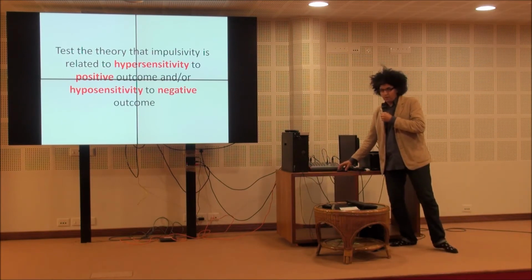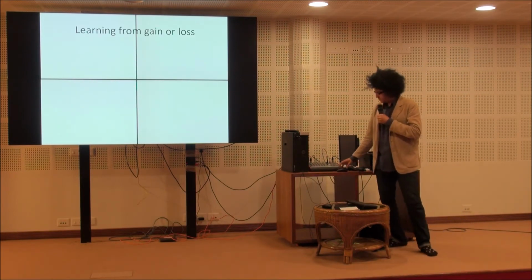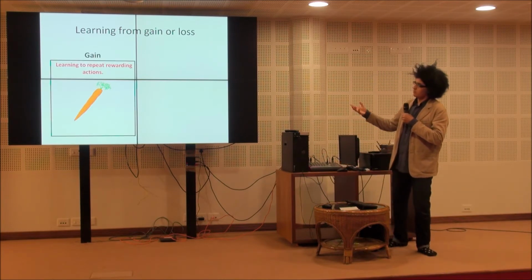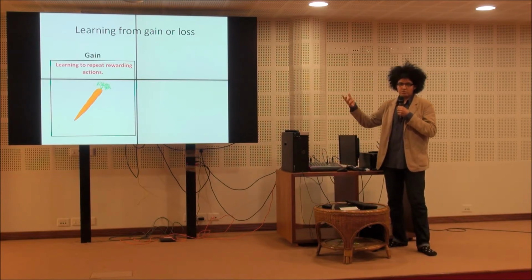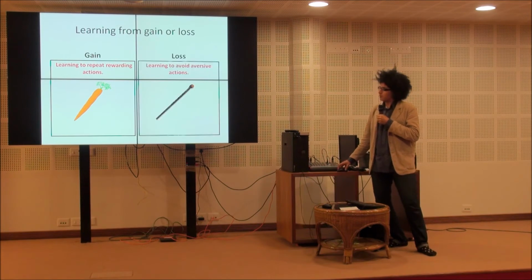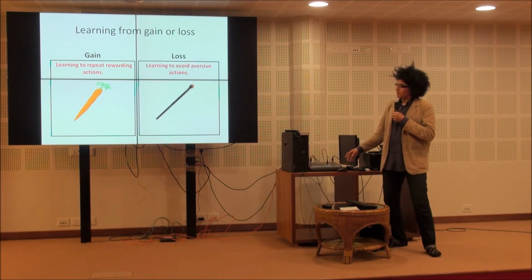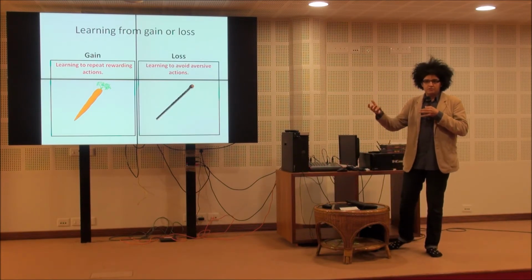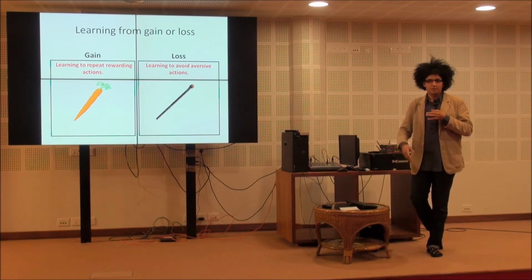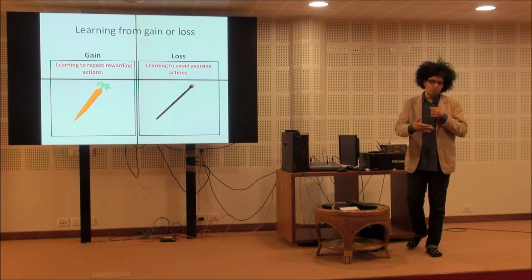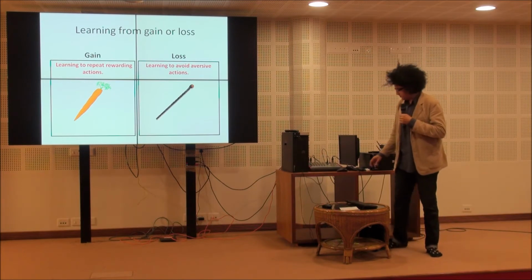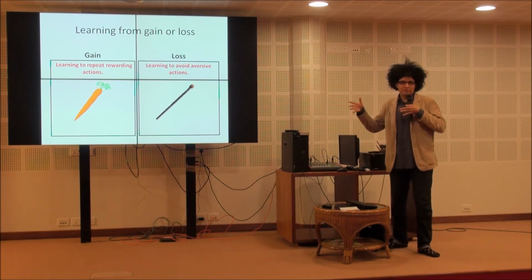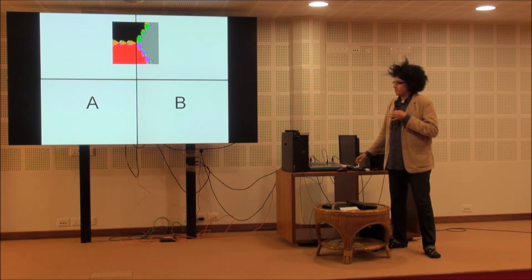So we designed a computerized task to look at this. You can either learn from gain or loss. You learn from positive outcome or negative outcome. And in this task, again, the same thing, you learn from carrot or stick. You can learn to do something when you get positive feedback. You can also learn to avoid doing something if you get negative feedback. We try to tease apart these two kinds of learning. And here's the computerized task.